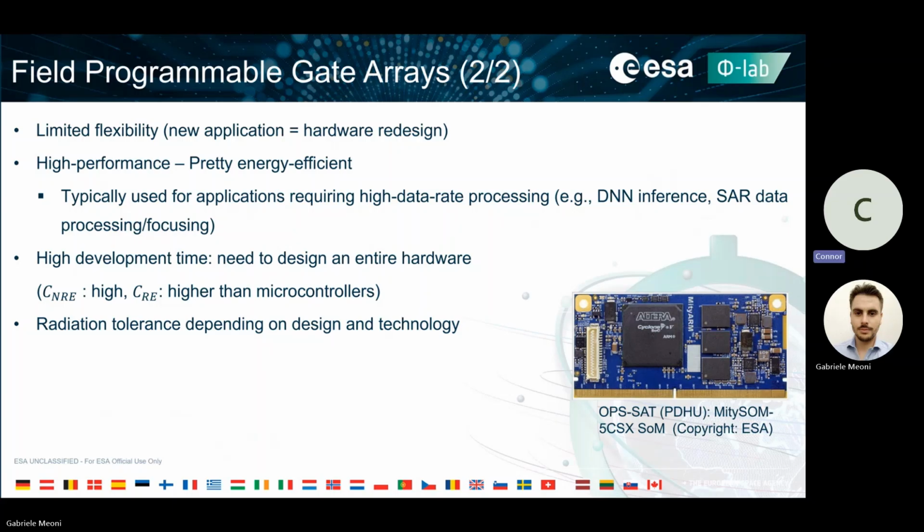The engineering cost, the non-recurrent one, can be very high. 6 months to pay an engineer. Also, the recurrent ones are higher than microcontrollers. You can expect they cost at least 10 times more, even more. Radiation tolerance, again, depends on the way they are designing the technology.